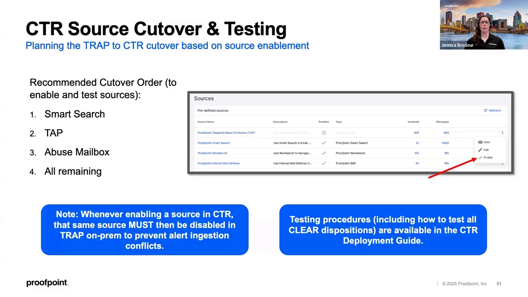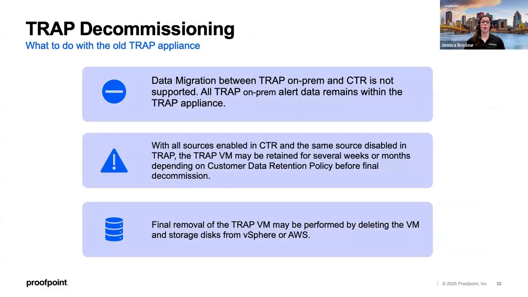We'll just do a quick reminder of some of the things to keep in mind with TRAP on-prem. So you've cut over to Cloud Threat Response, but you still have your TRAP appliance kind of sitting there in a disabled state. Now, no data migrates from TRAP on-prem to Cloud Threat Response. So when you enable your sources in cloud and disable them in TRAP on-prem, you're essentially starting fresh from that point and going forward on Cloud Threat Response.